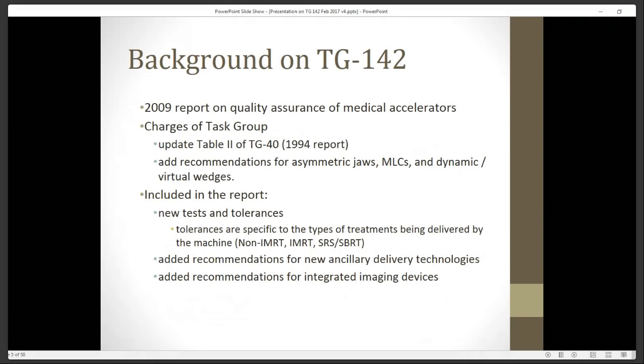And one of the big differences is that these tolerances are now specific to the types of treatments that are being delivered for the machine, whereas TG40 kind of gave one-size-fits-all recommendations for any linear accelerator. Now it's broken down into non-IMRT, IMRT, and SRS, SBRT linear accelerators.